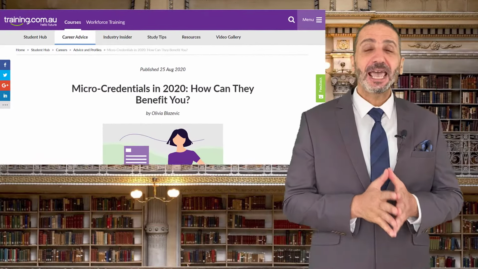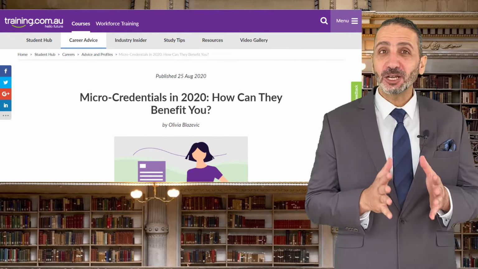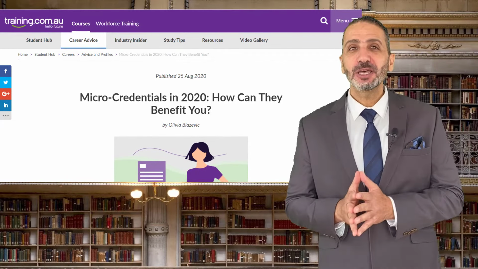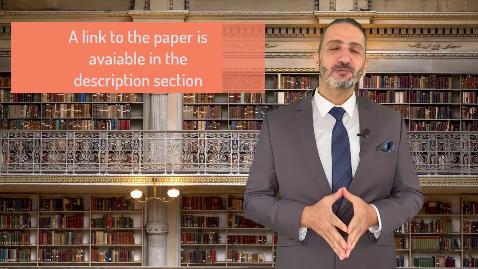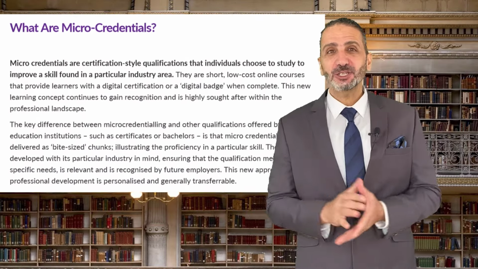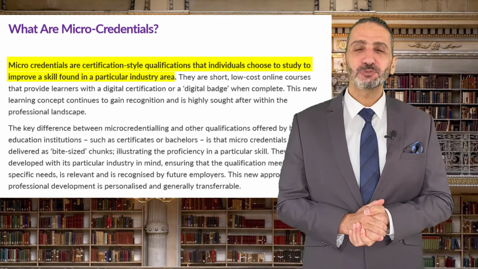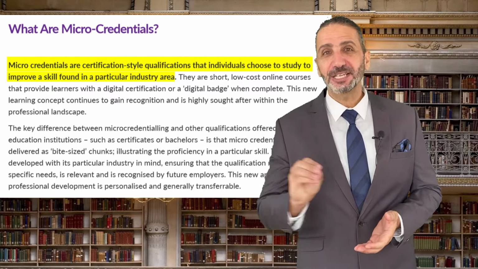We're going to talk about 3 different articles today, very quickly. The first, micro-credentials in 2020, how they will benefit us. Now, this was published in training.co.au by Olivia Belzovic. She goes on to say the definition, or her definition of micro-credentials, is certification style qualifications that individuals can take to improve a skill for a specific and particular industry.